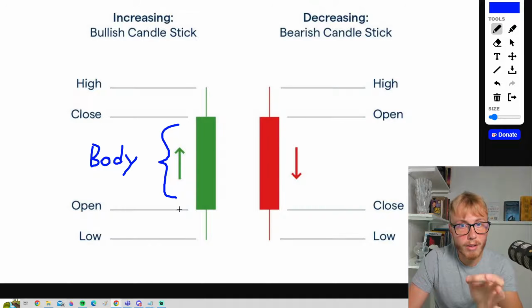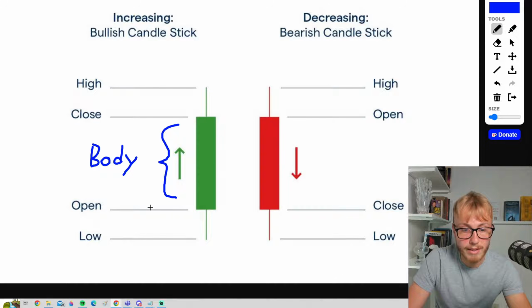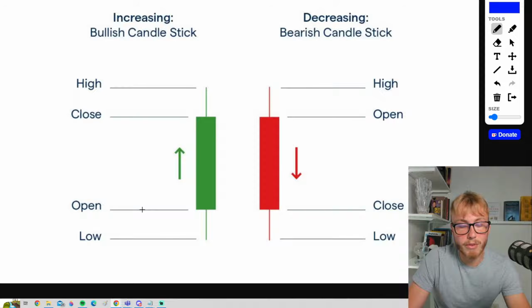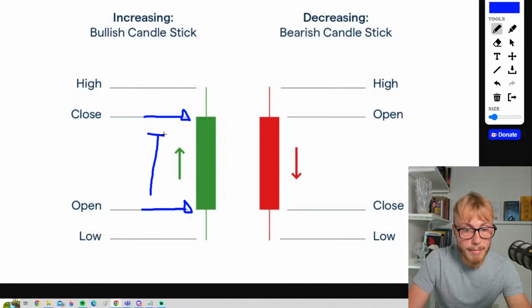The body of the candlestick represents where the session opened and where the session closed. So for this green candlestick, the day started at a price down here, but the day ended at a price all the way up here. The green color represents that during the day, the price went up.